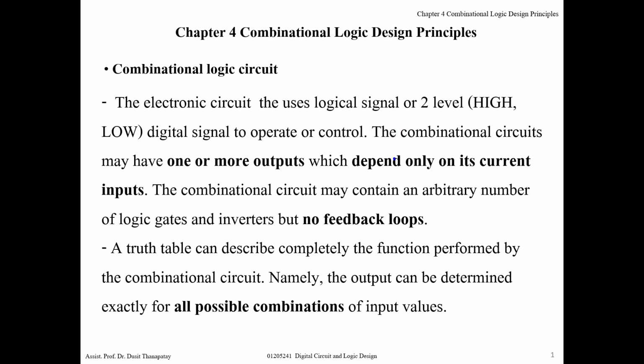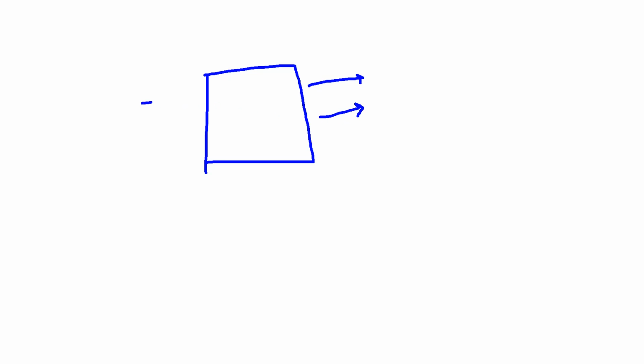Okay, a computational logic circuit, as you know, is one kind of digital circuit that uses only two different signals in the circuit, namely logic high and logic low, or logic 1 and logic 0. For the computational circuit, the basic property is that its output depends on only the current input value.